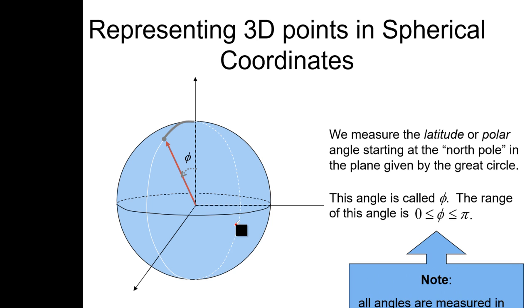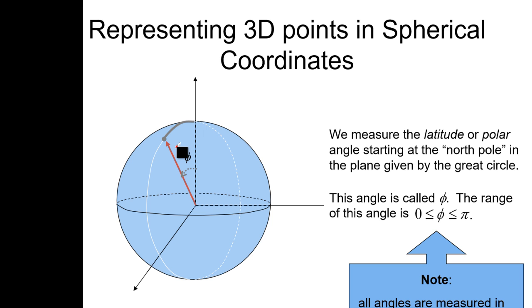Okay. So now, what is latitude, or the polar angle starting at the North Pole in the plane? It is given by the great circle. That means a circle which passes through a point and flows from the North Pole to the South Pole, that means from the plus z axis to the minus z axis. So at the North Pole, or on the z axis, the angle is 0.